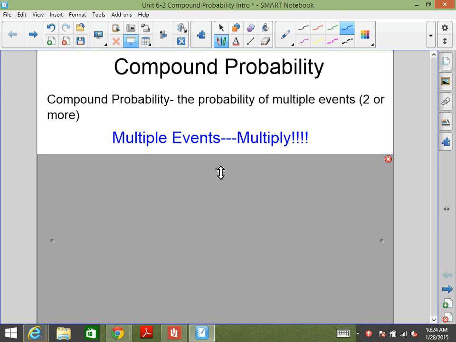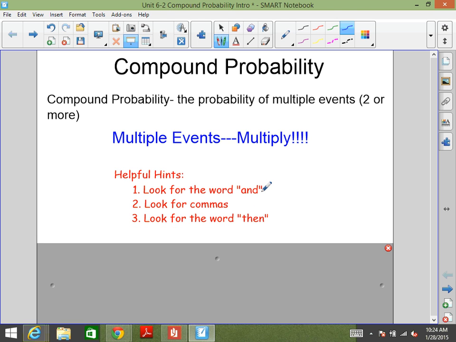Okay, there are a few key words that you need to look for in order to know when it's compound. You ready? Put keywords. Keywords. That's a compound word. Here are your keywords. And. And is a keyword. Then. Then. And the last thing to look for is not a word, but it's a piece of grammar. One of your marks that you use in grammar. Commas. So you're looking for and, you're looking for commas, and you're looking for then. Okay? Those are your key words or key things to look for to know if you have to get fractions and multiply.